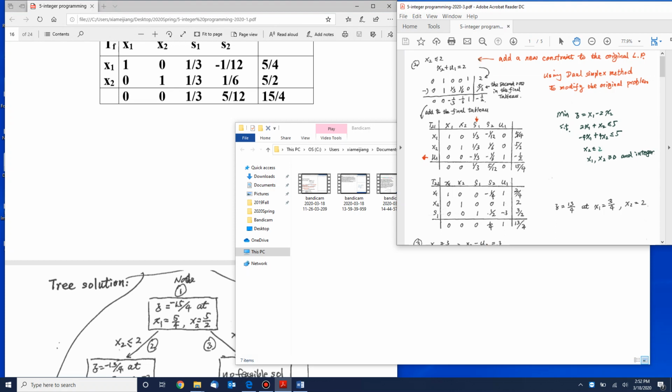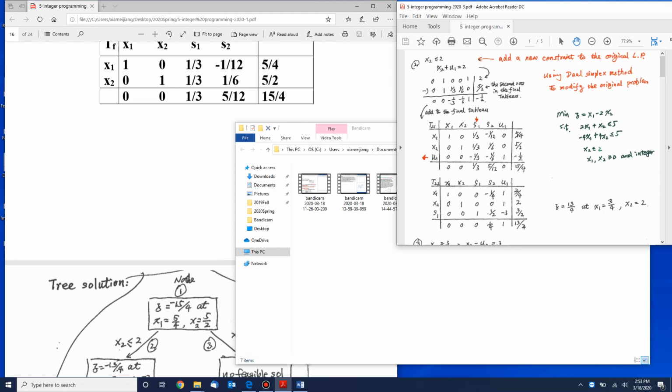It turns to x2 plus u1. We use another notation to denote a slack variable. We use u1 to denote this slack variable: x2 plus u1 equals 2. And that actually means we add a new constraint to the original LP problem.